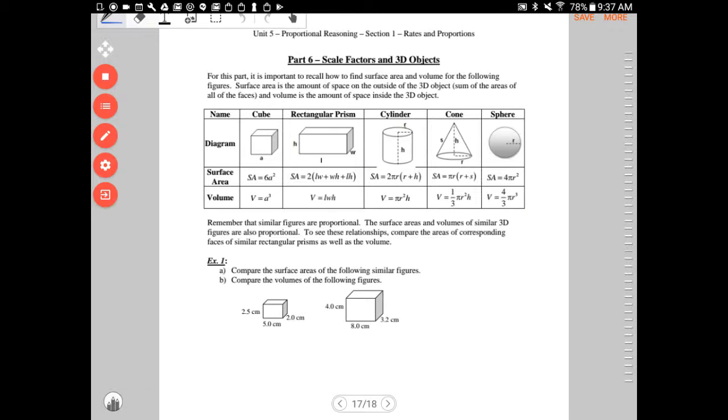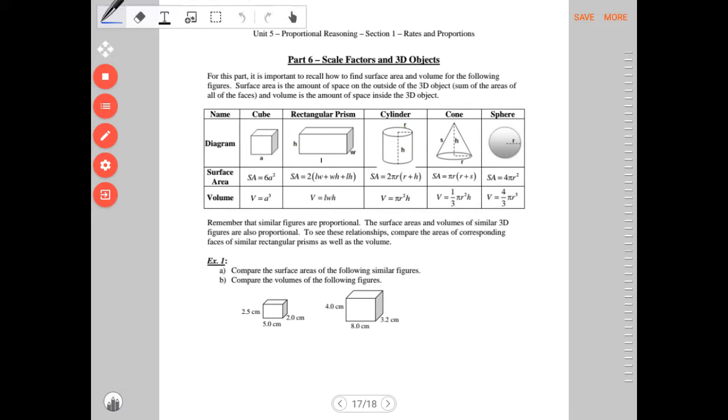Part 6, Scale Factors in 3D Objects. For this part, it is important to recall how to find the surface area and volume for the following figures. Surface area is the amount of space on the outside of a 3D object, so the sum of the areas of all the faces. Basically, if you were to paint the outside edges of everything, how much paint would you use? And the volume is the amount of space inside a 3D object.